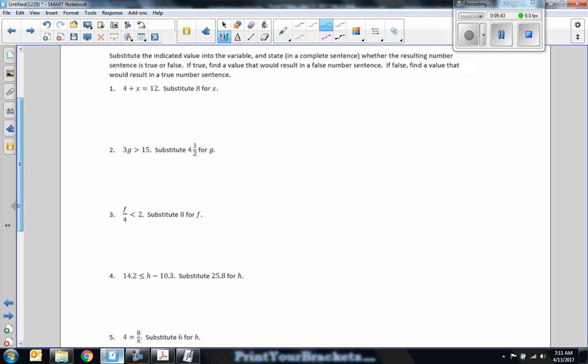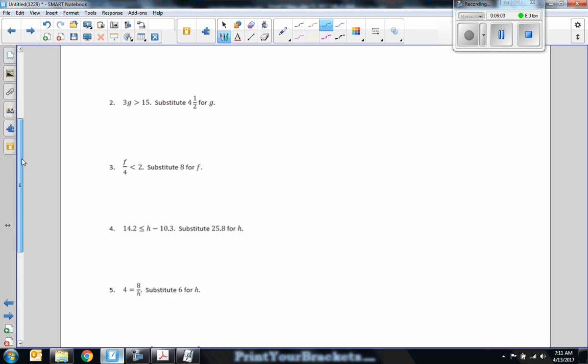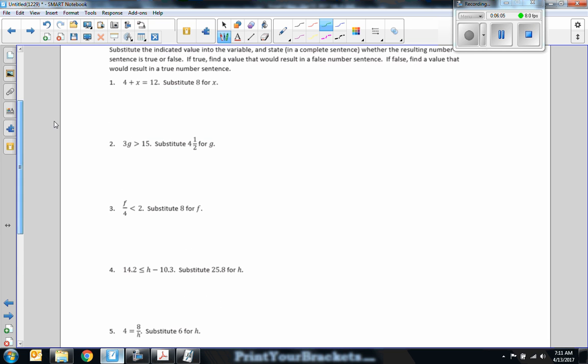Okay. Now the exercise says to substitute in the indicated value for the variable, and state in a complete sentence whether the resulting number sentence is true or false. If true, find the value that would result in a false number sentence. If false, find the value that would result in a true number sentence. Okay, so pause the video, see if you can do these 6, and then come back and we'll see how to get there.